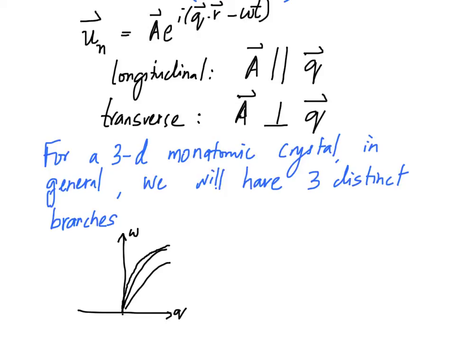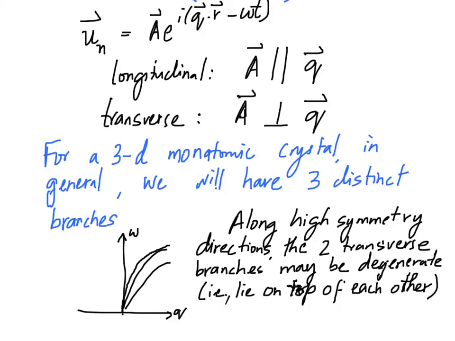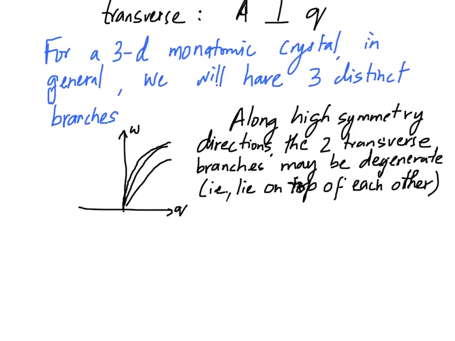Although I should point out that along certain high symmetry directions, remember q is a vector. So what I'm showing here is really just a schematic. q is really a three-dimensional quantity, and along certain high symmetry directions, two of the transverse branches could be degenerate, meaning they can lie on top of each other. So there you have learned a new technical word, degenerate. Degenerate in this context basically means that either the energy is the same or the frequencies are the same of two different modes. So two states are said to be degenerate if they have the same energy or the same frequency.